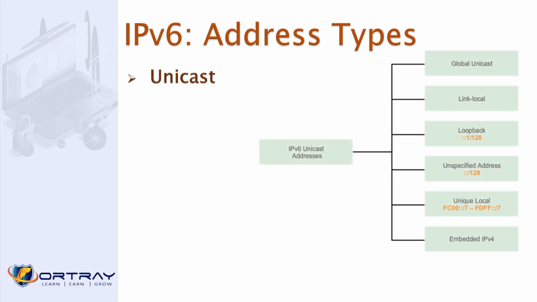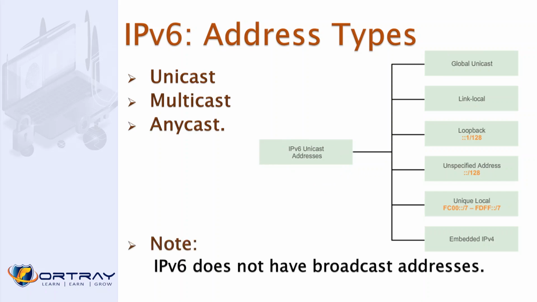So there are many address types in IPv6. Unicast addresses can be used globally: global unicast addresses, link local addresses, loopback addresses, unspecified addresses, unique local, embedded IPv4. So these are the IPv6 unicast addresses. Then multicast addresses, and anycast as well. IPv6 does not have broadcast addresses. So in IPv6, there is no broadcast mechanism.